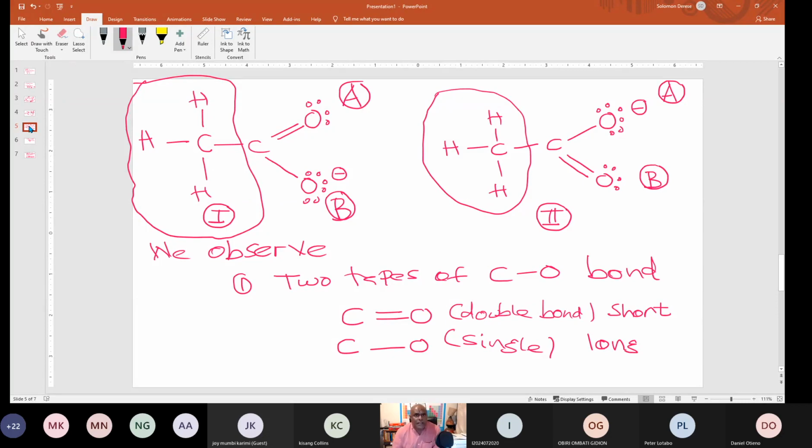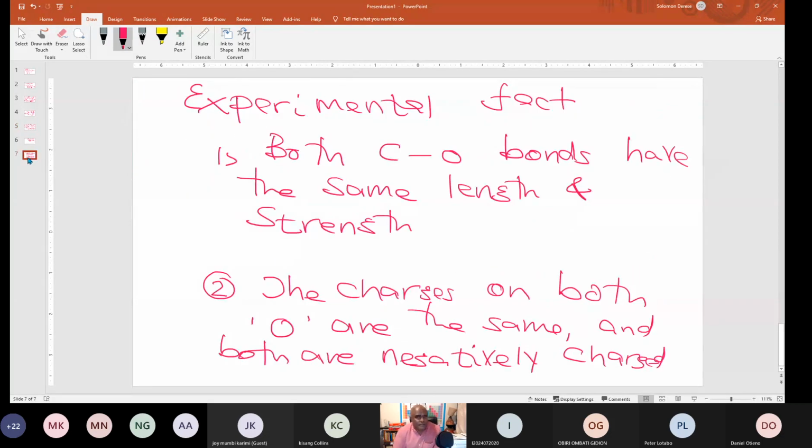But experimentally, it has been found that both carbon-oxygen bonds are one and the same in terms of their length and strength. Experimentally, it's also been found the charge on both oxygens are the same. Both of them have negative charge.